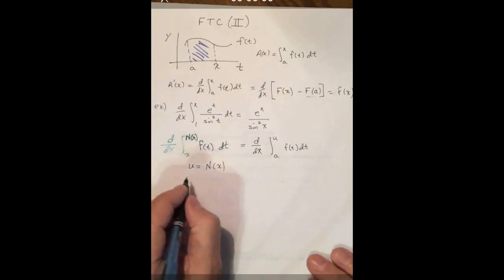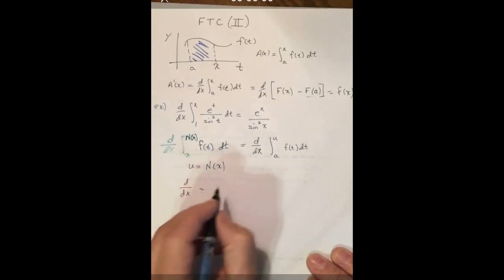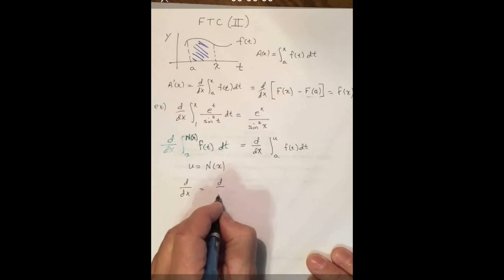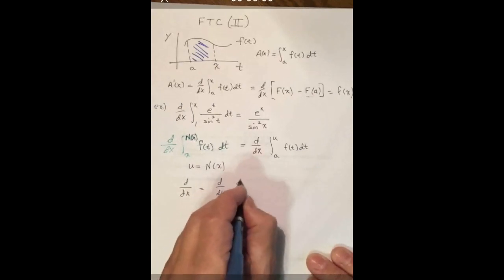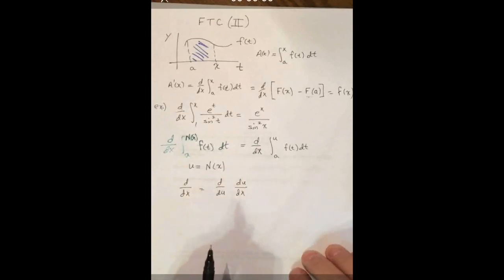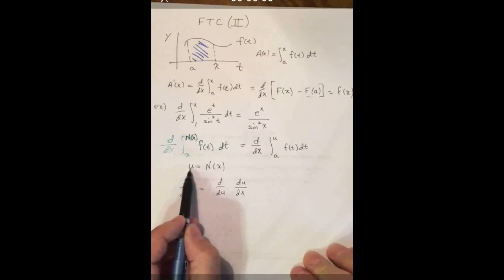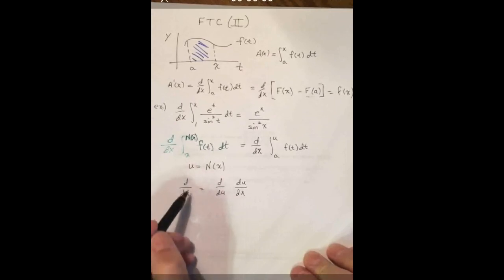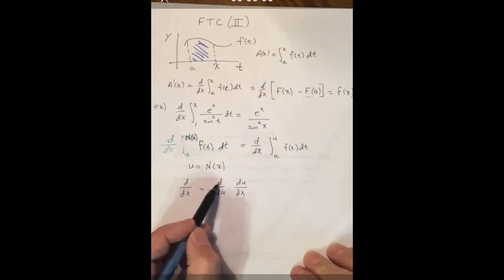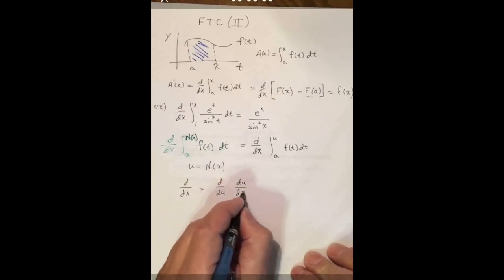So we're going to take the derivative with respect to x, and we're going to rewrite this as the derivative with respect to u times the derivative of u with respect to x. See, if we want to differentiate this function N, we first have to go through the variable u. So to find the derivative with respect to x, we take the derivative with respect to u and then differentiate u with respect to x. It's just the chain rule.